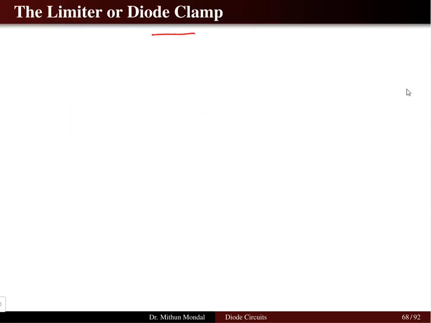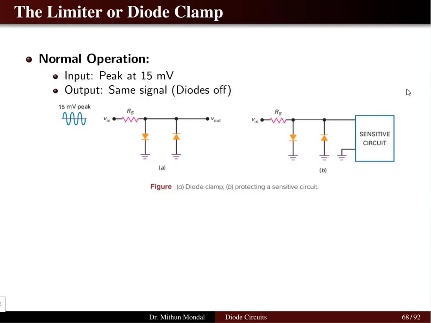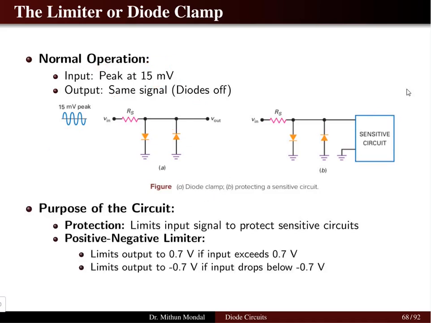What is a diode clamp, or otherwise the limiter? We can see that 2 diodes are connected back to back. In normal operation, if the input voltage peak is 15 millivolt, for example, then the output will be the same signal, as the diode is off. These diode clamp circuits are generally used for the sensitive part of the circuit. The purpose of the diode clamp circuit is protection. It limits the input signal to protect the sensitive circuit.